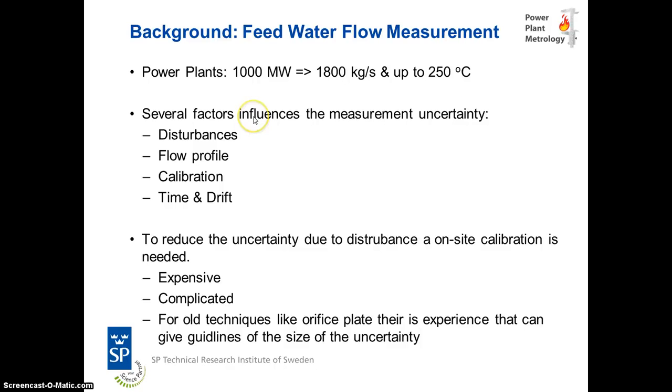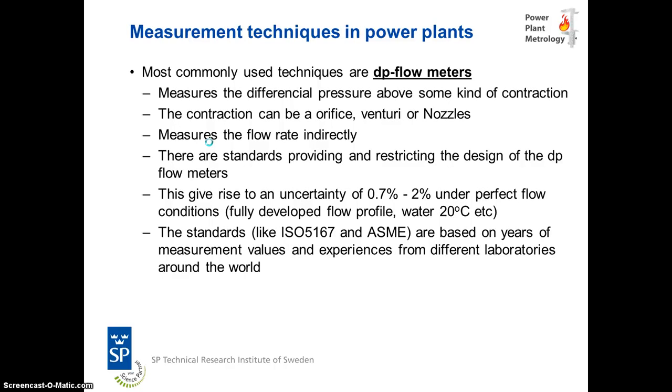And you have several influence factors on the measurement uncertainty. You can have the disturbance, flow profile, calibration, and, over time since the calibration, drift of the sensor. And if you're going to reduce the influence of the disturbances, you can only do that with on-site calibration. But on-site calibration is very complicated and expensive. But for Orifice plates, which are normally used in power plants, you have some guidelines, due to experiments, of how large the uncertainty can be.